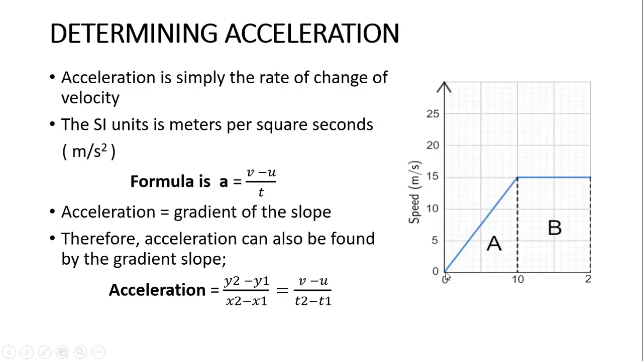Now let me just explain this one. If you look at this point, this is where the initial velocity is. So this is 0, 0. Then this point here is 10, 15. Remember, x, y. So this one is x1, y1, and this one is x2, y2. You get these coordinates, substitute them into this formula, and you find acceleration.